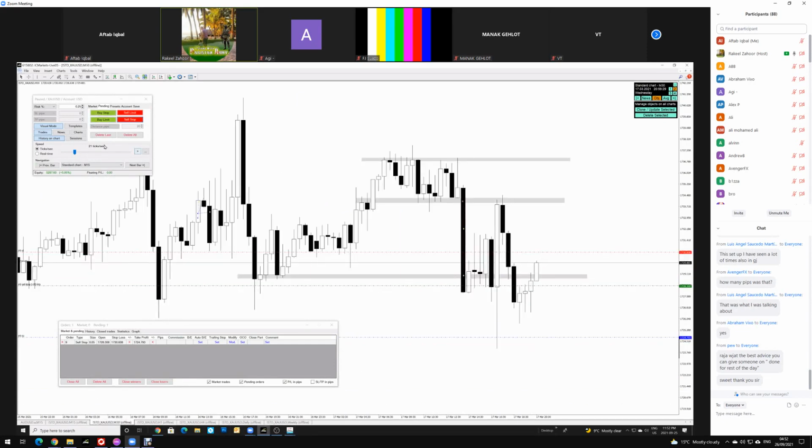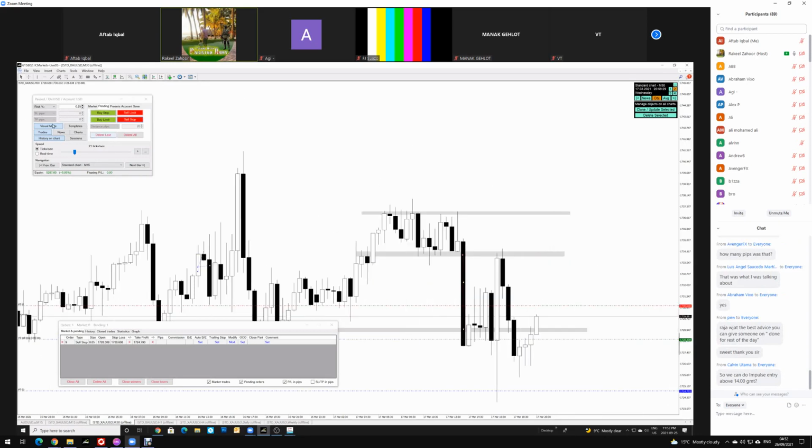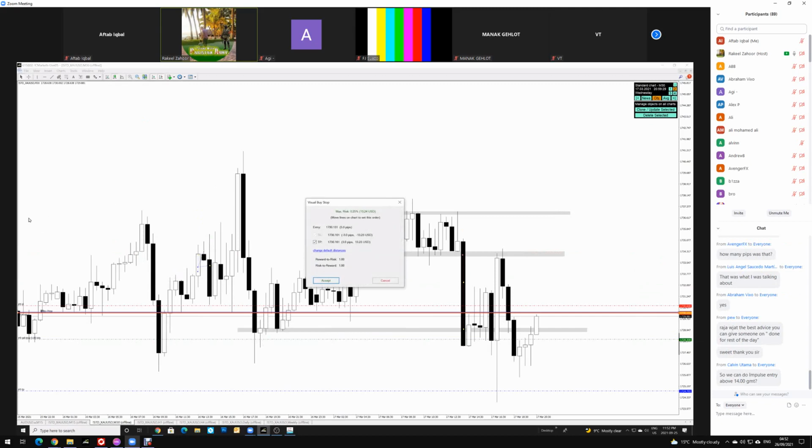Now, we've paused it, but in reality, you just right click and you choose sell stop and you choose buy stop and it's done, right? So we've paused it because simulation takes a little bit of a longer time. We can do impulse entries above 14 GMT. It's not about doing impulse entries after a certain time. It's about doing impulse entries on things that make sense. That's very important. Things that make sense.